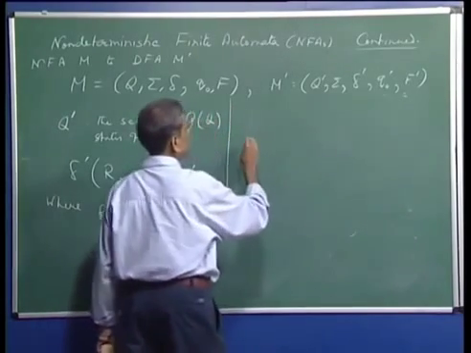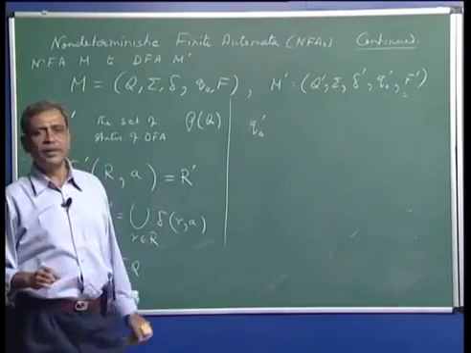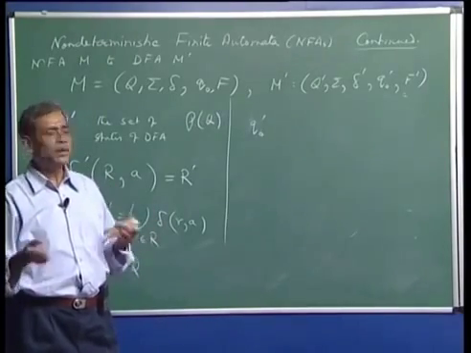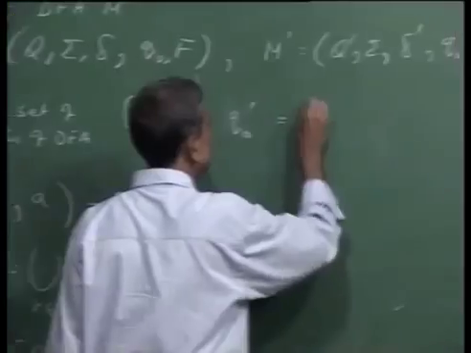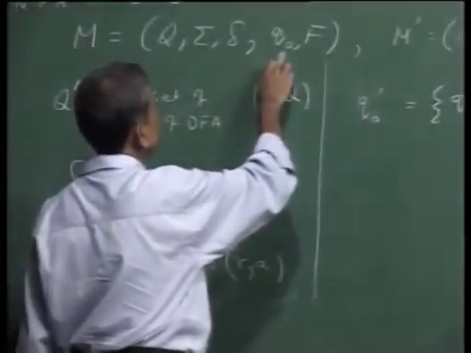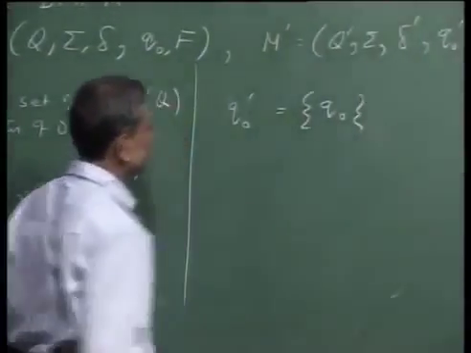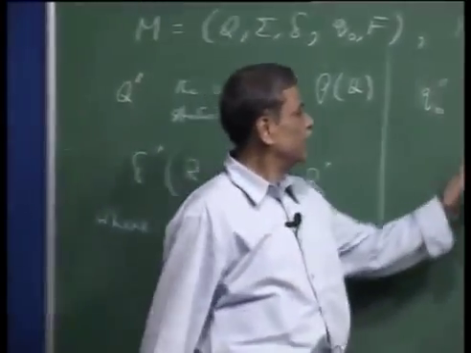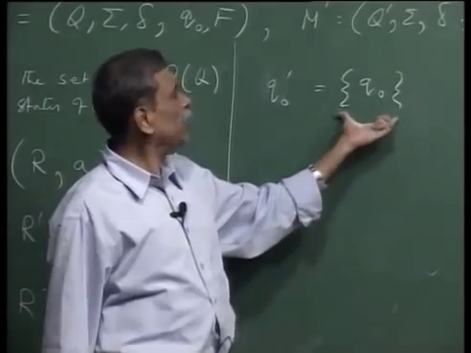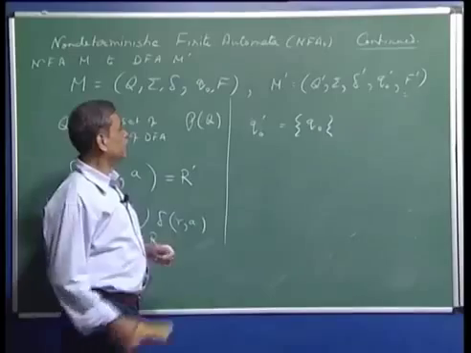So, Q0 dash, the initial state of the DFA, clearly should be the set of states the NFA could be in initially, and that is of course Q0. Q0 is the initial state of the NFA, and this is the set of states the NFA could be initially, and therefore the corresponding subset is our initial state of the DFA.